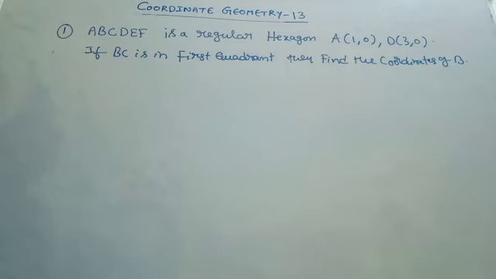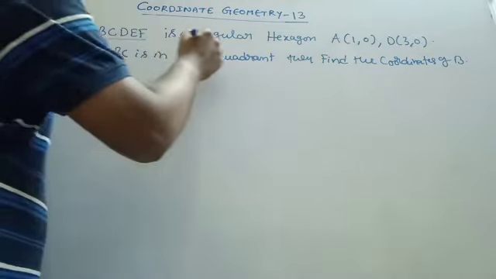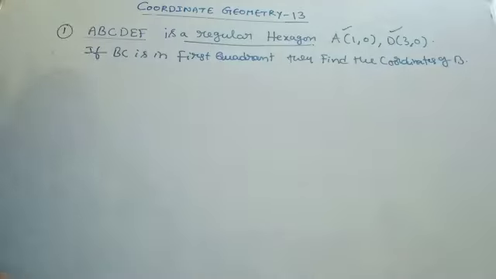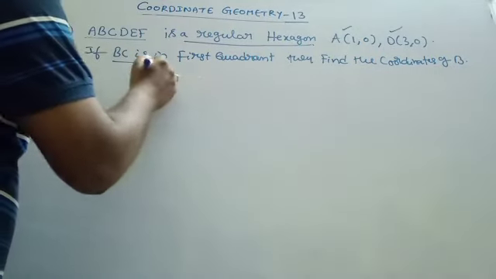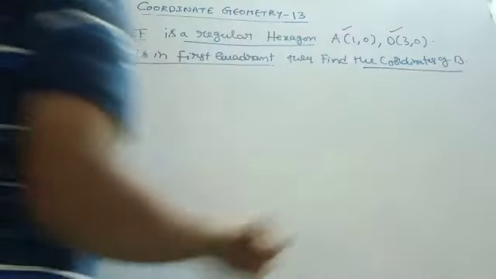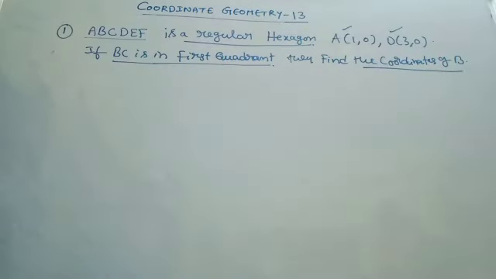This is what you are having here. If ABCDEF is a regular hexagon, A is (1, 0), D is (3, 0) as given, and BC is in the first quadrant, then find the coordinates of B. The information given is that this is a regular hexagon, and they have given vertex A and vertex D, both. And BC is in the first quadrant; you need to find the coordinates of B.